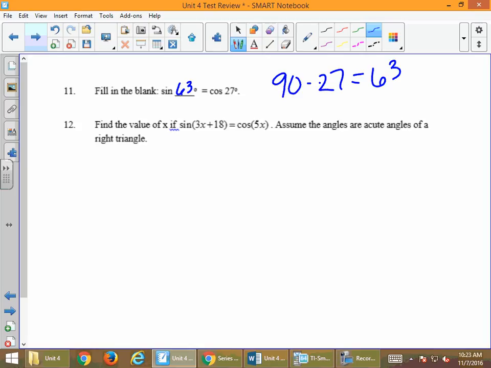Or you could have set it up as making that an x, and x plus 27 equals 90, and then solve for x, and you still would have got 63. However your brain works.